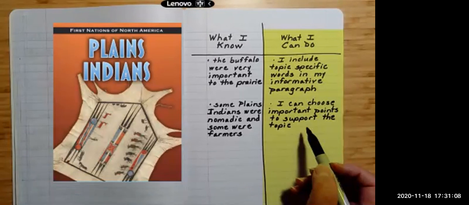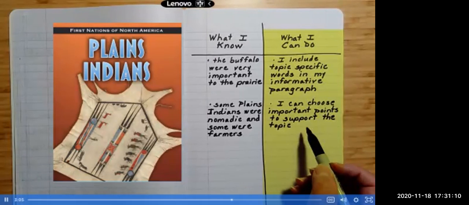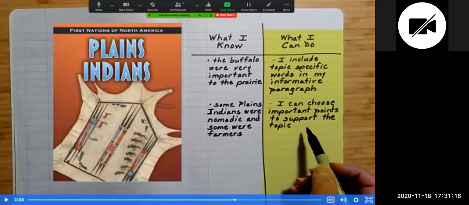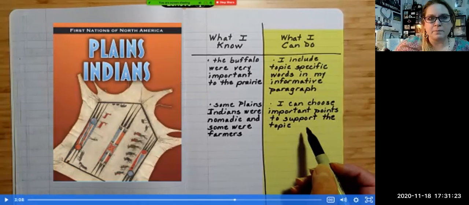Please pause here to work in your journal and then just hit play when you're ready to continue. Okay, so we're going to do the same thing. You are going to copy what Miss Sabella wrote. I can choose important points to support the topic because you guys have been working and you have learned how to do that. So you can do that now. And then I want you to think of one more thing that you can now do.